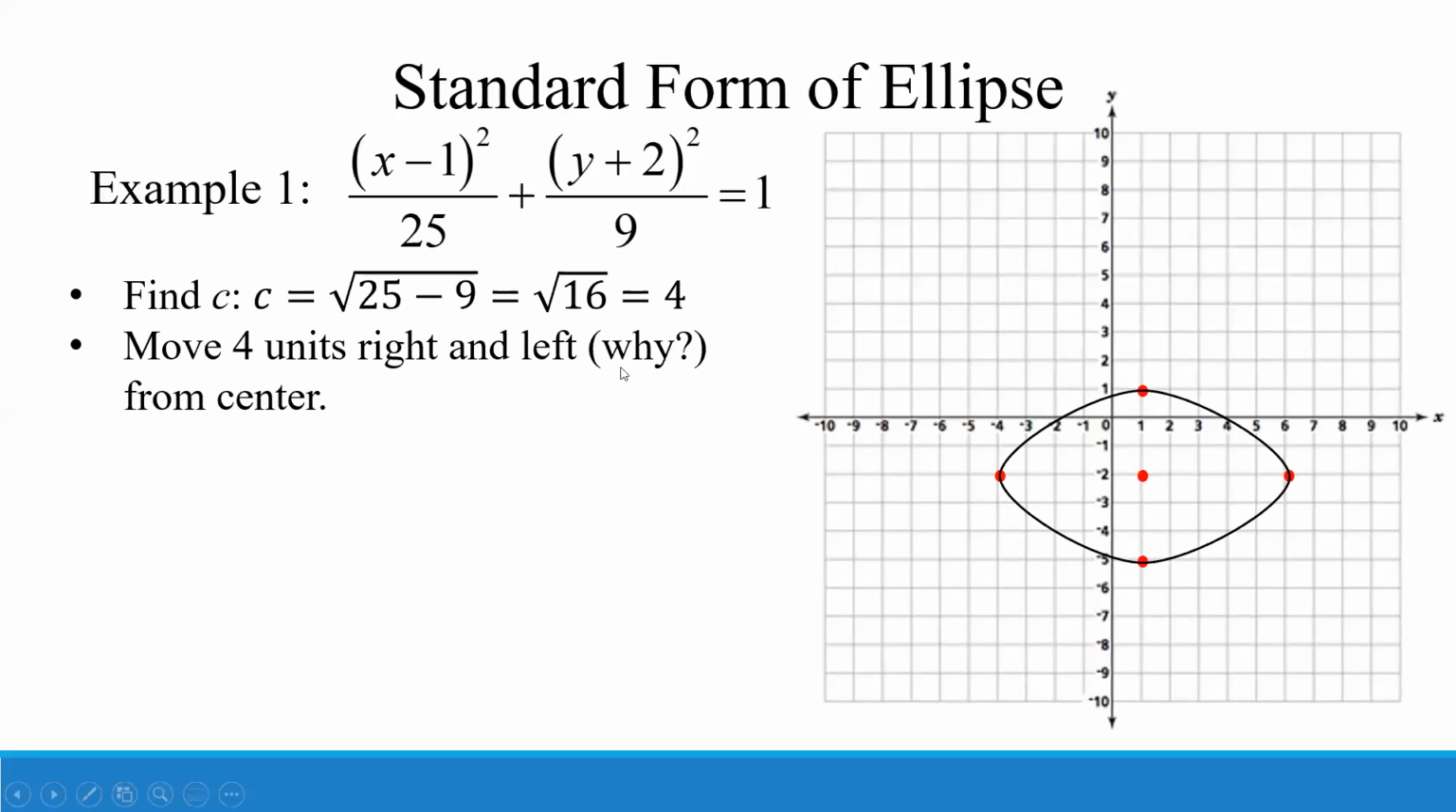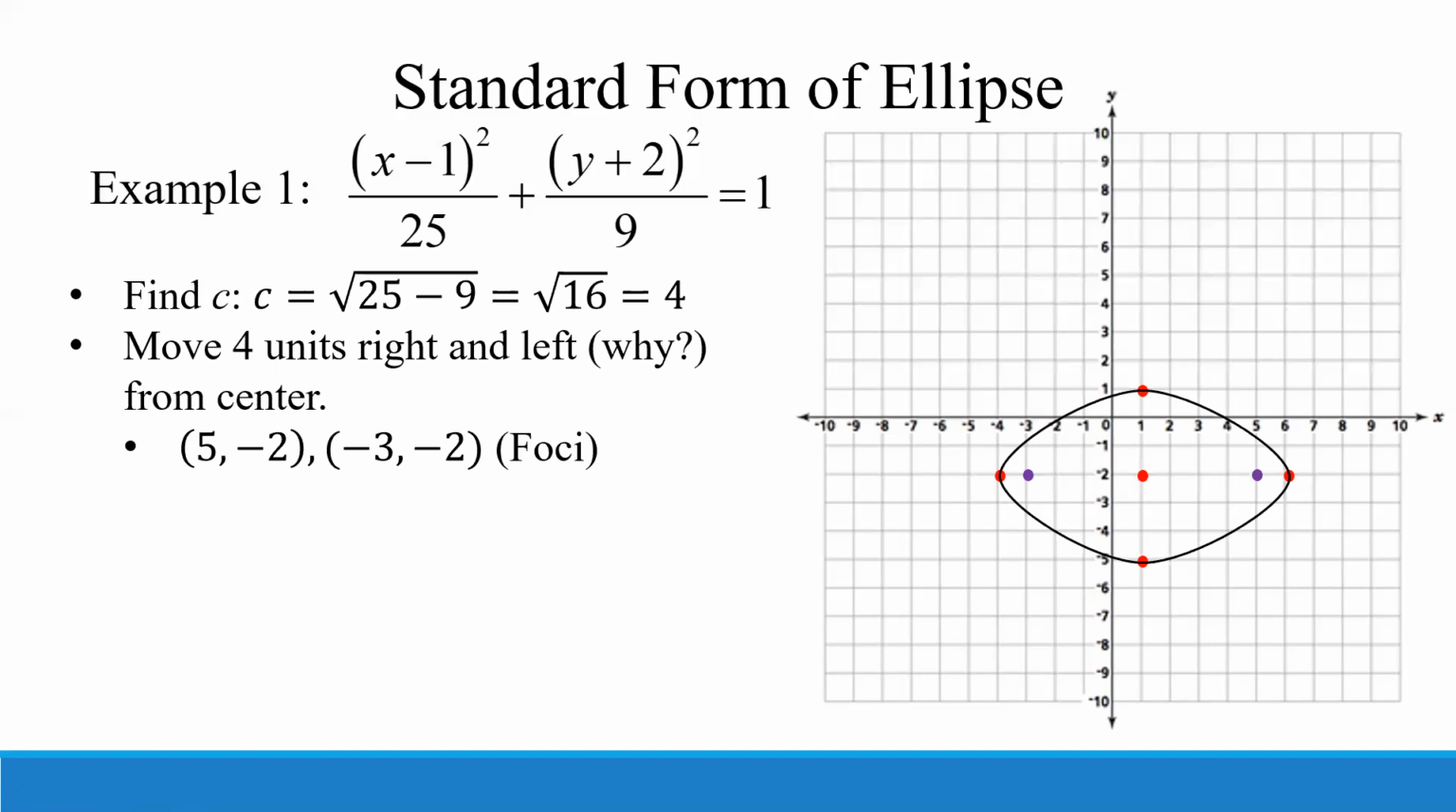Why am I going left and right? Well, because that horizontal axis is my major axis. It's my longer axis. So I'm going to go left and right 4 from the center. And those are my 2 points there in purple. And then write those points down, and those are your focus points, and you're done.